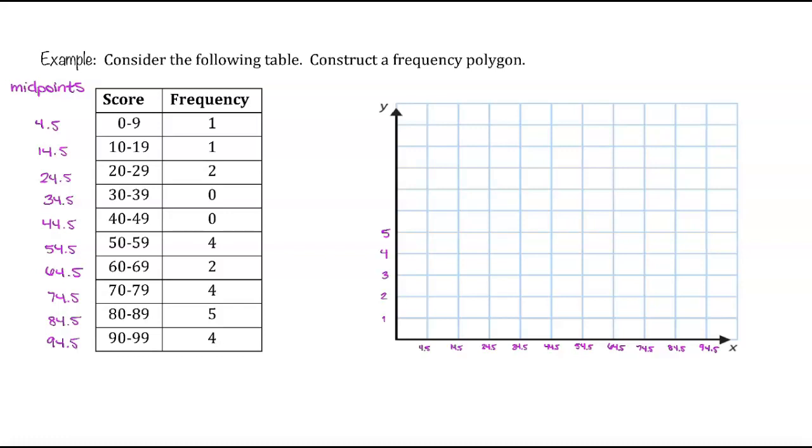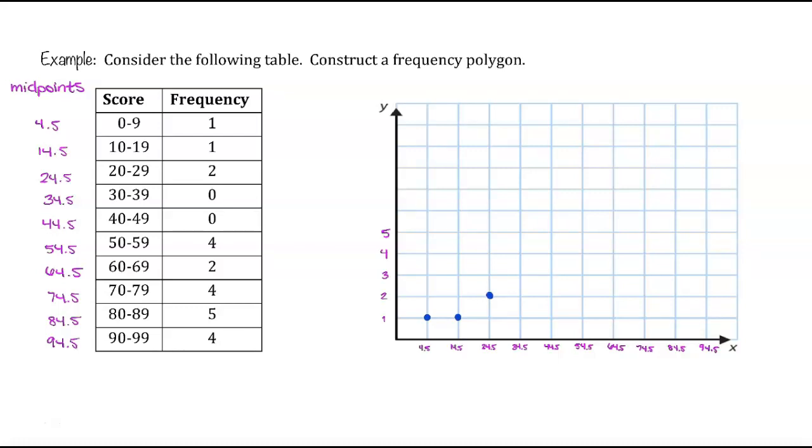The first class has a midpoint of 4.5 and a frequency of 1. So we'll first plot the point above 4.5 with a height of 1. The second class also has a frequency of 1. So above the midpoint 14.5, we will plot a point corresponding to a height of 1. Our third class has a frequency of 2. So above 24.5, we will plot a point with height 2.